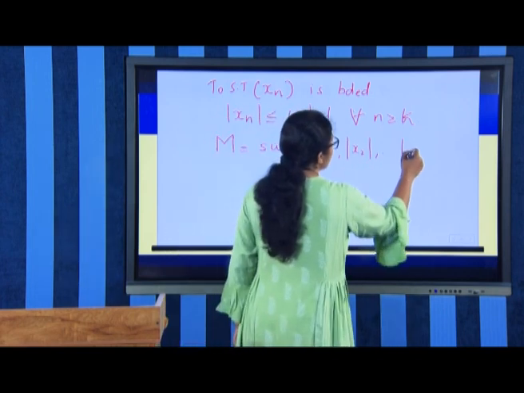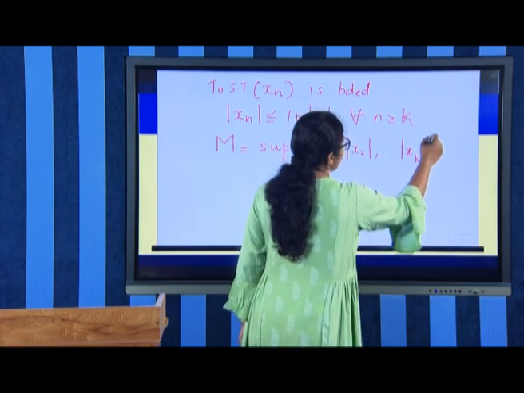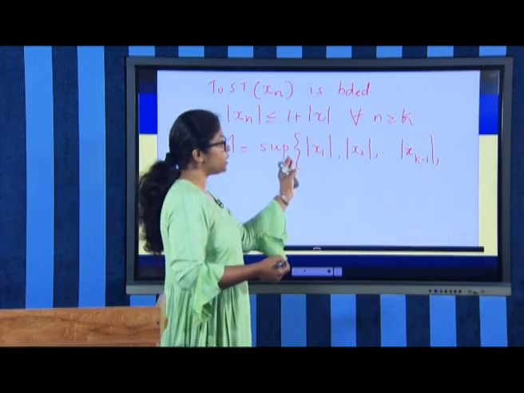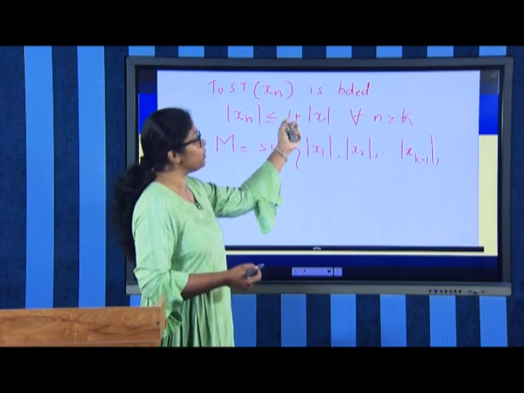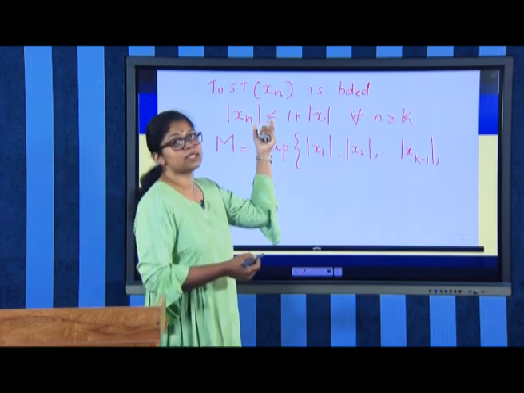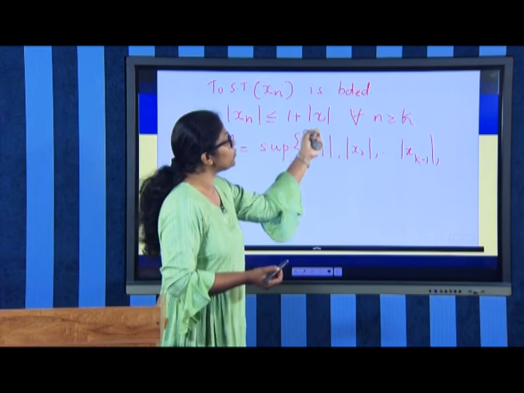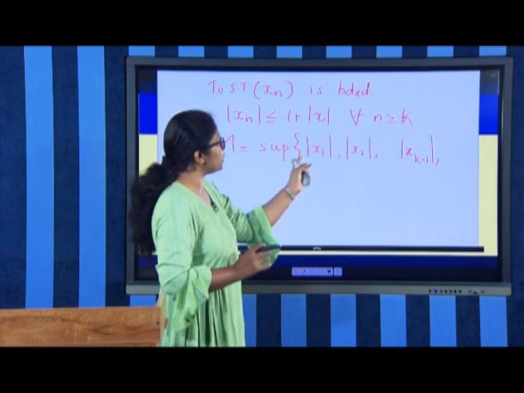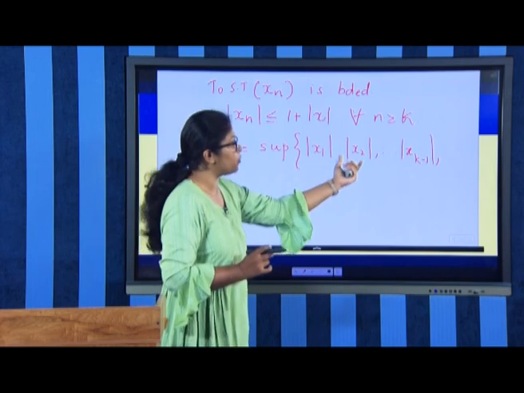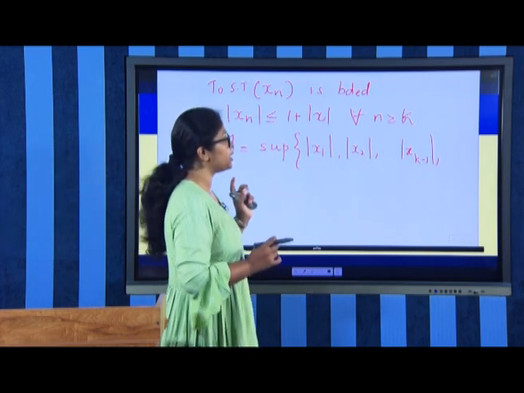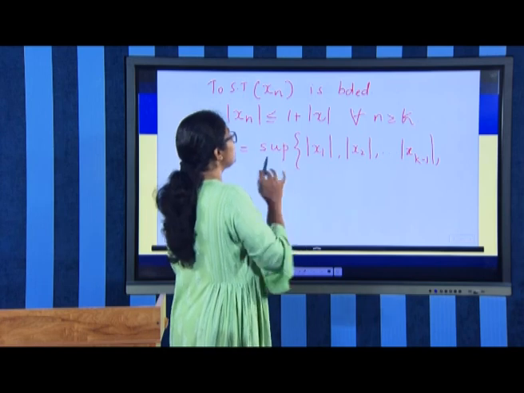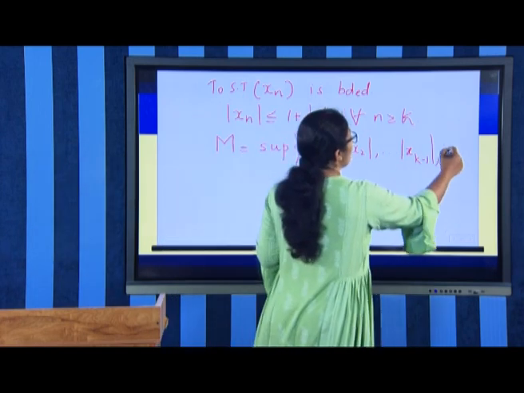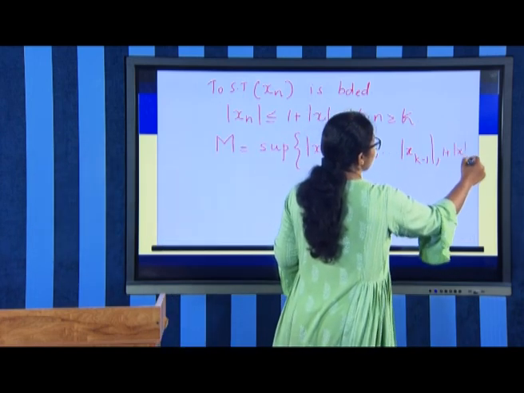up to mod xk minus 1, because we do not know whether these are included in this list or not, because this holds only for n greater than or equal to k. So, for the safer side, what we are doing is we are taking mod x1, mod x2, etc. up to mod xk minus 1, and for the remaining terms we can just write 1 plus mod x.